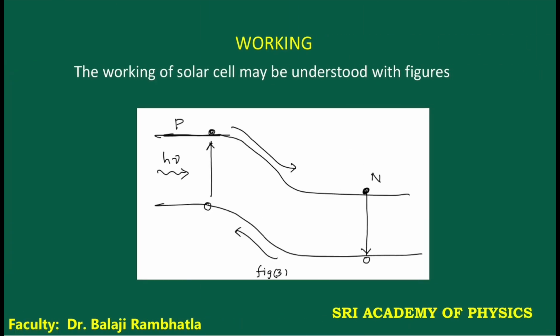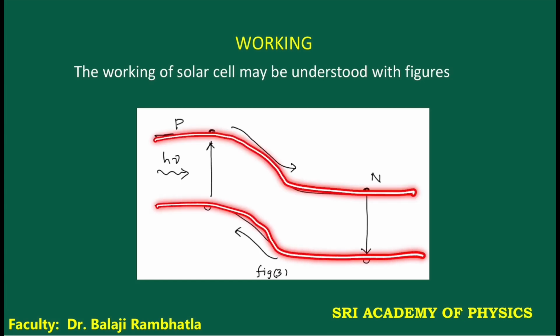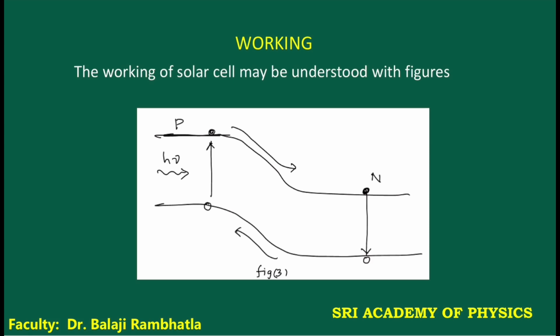This is the band energy diagram of a solar cell. This is the P region, and this is the N region. Suppose the sunlight is allowed to be incident on the P region as well as the N region. It produces holes and electrons. Here also it produces holes and electrons.